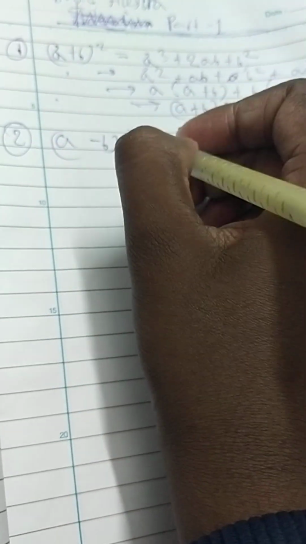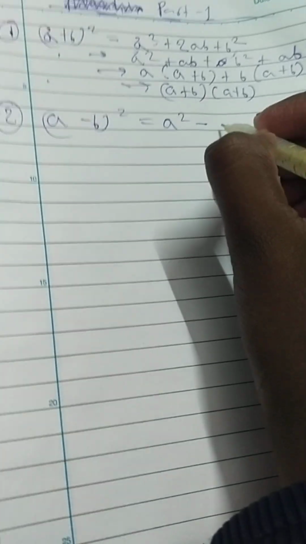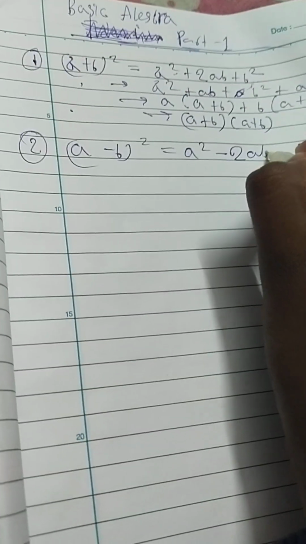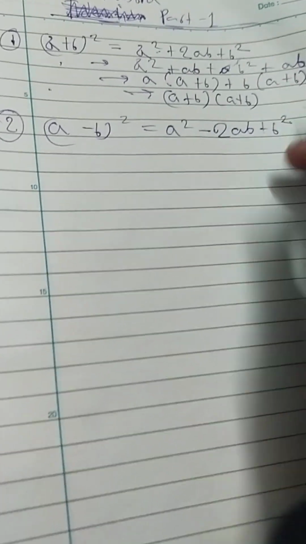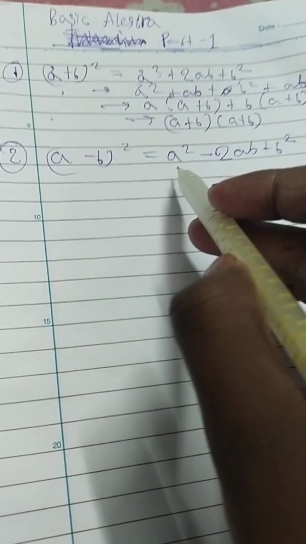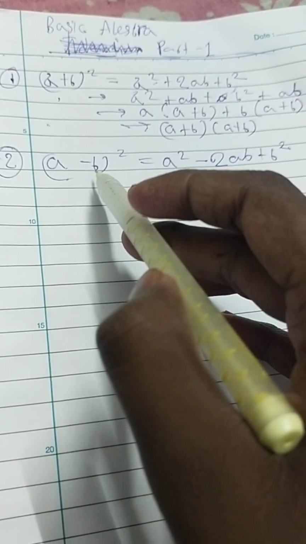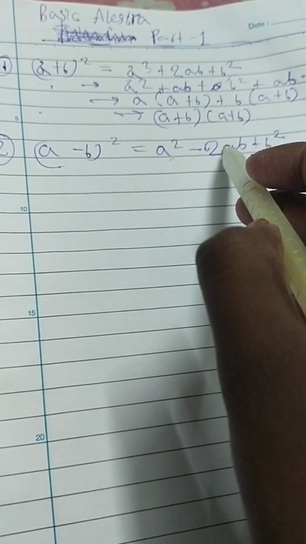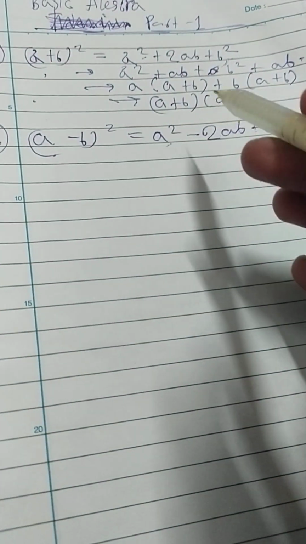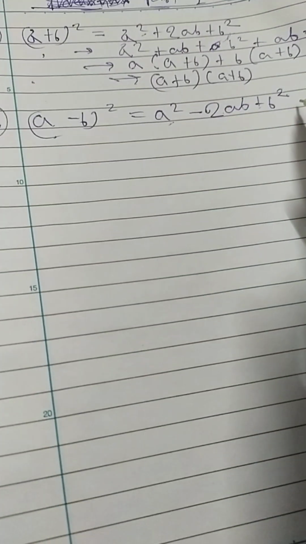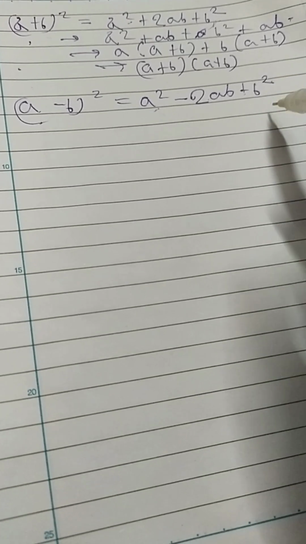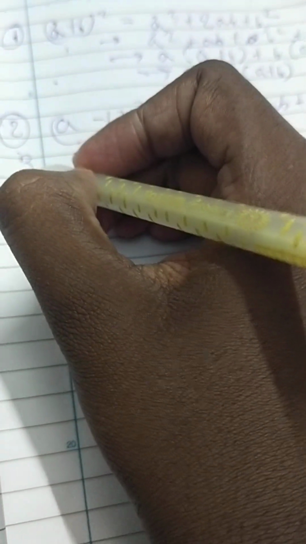Next formula: (a minus b) whole square equals a square minus 2ab plus b square. You can try it yourself also, so you can do it this way. a square minus ab, so a common, a into (a minus b), and b square minus ab, so b into (a minus b), so again it becomes (a minus b) whole square, like this.